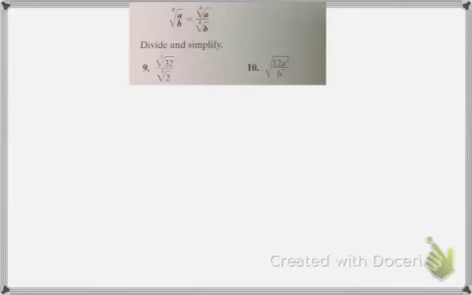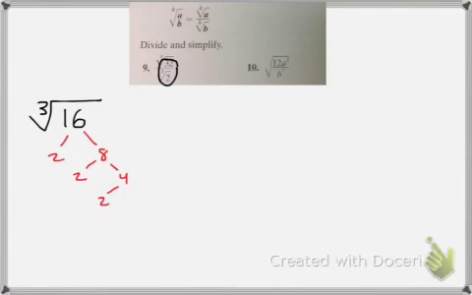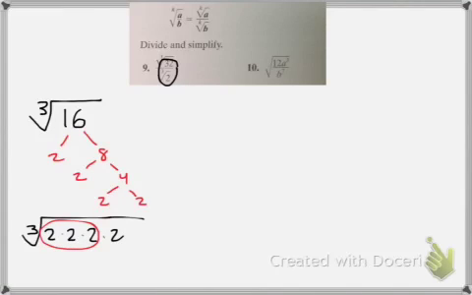When you're dividing, same rule, your index needs to be the same. Sometimes it's easier to divide first and then simplify, like for number 9. I know that 32 divided by 2 is just 16. And this makes it a little bit easier to simplify. I circle my groups of 3, and I get 2 cube root of 2.